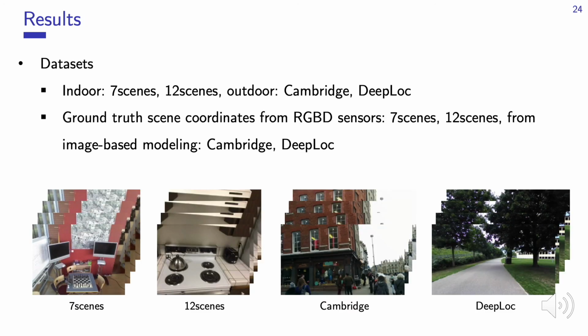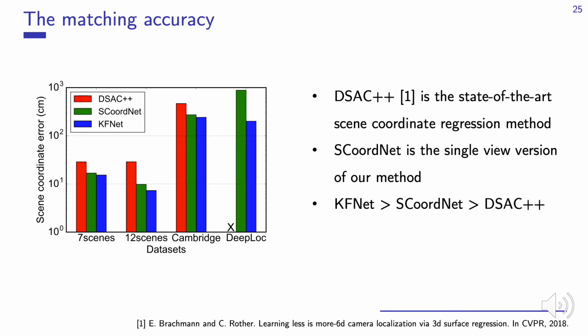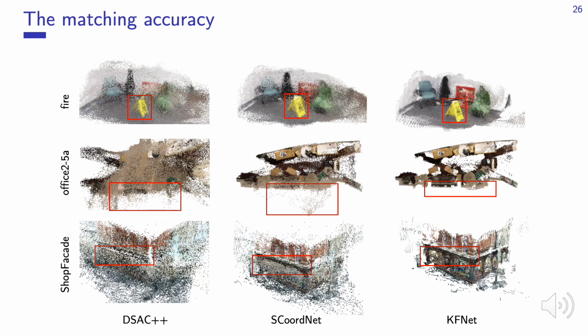We run experiments on both indoor and outdoor datasets. First, we evaluate the matching accuracy in comparison with DSAC++, which is the best scene coordinate regression method. SquareNet is a single-view version of our method. KFNet achieves the minimum errors consistently. Here we visualize the predicted point clouds.